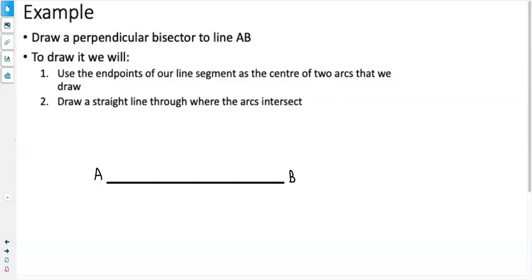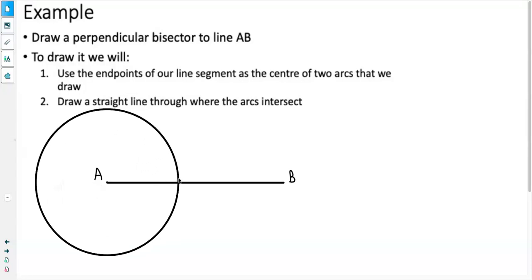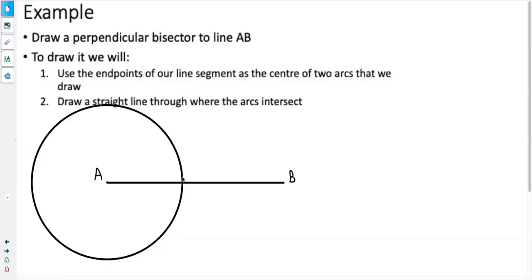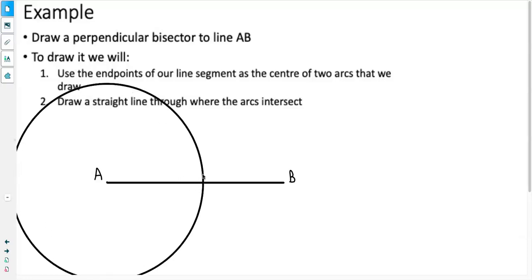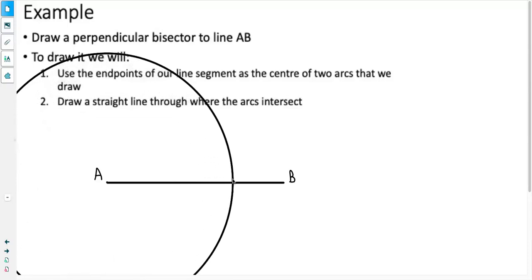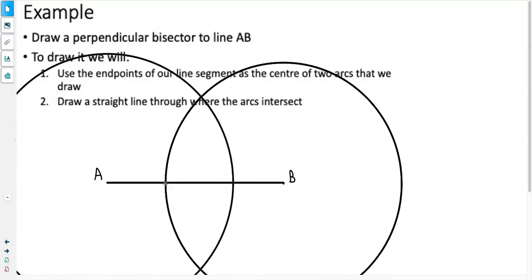So we'll start with the first part. Use endpoints of our line as the center of two arcs that we draw. So I'm drawing a circle using an endpoint at A. I need it to go more than halfway across my line. So I might take it to say here. And then we'll do the same thing from the other end. And these two circles or arcs must have the same radius.